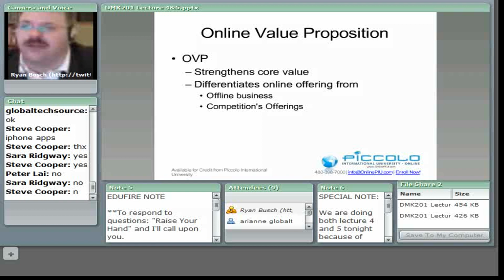So the online value proposition is something of an offshoot of the unique value proposition for a product. And this in particular, we want to consider from the digital perspective. What do people understand about the product's uniqueness and its value to them in formats that are being done in the digital channel? So we could say that the online value proposition is a concept that strengthens core value of a product and differentiates the online offering from both offline business for the company and competitive offerings.